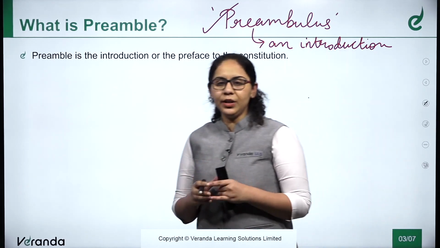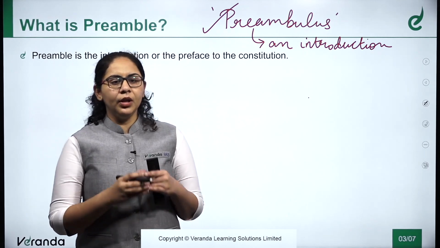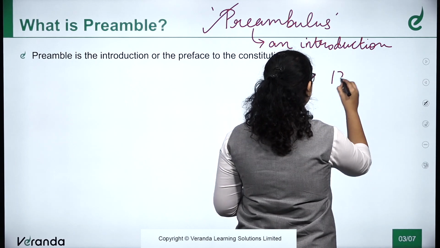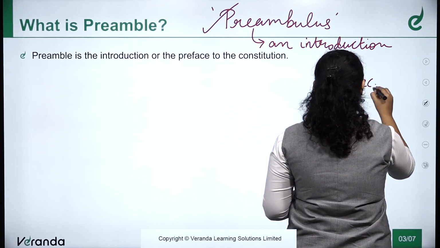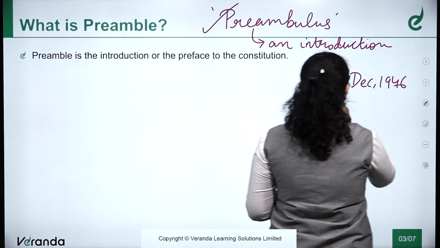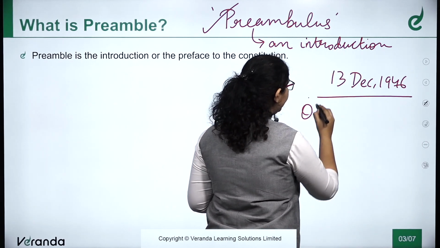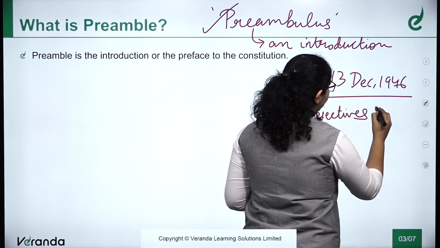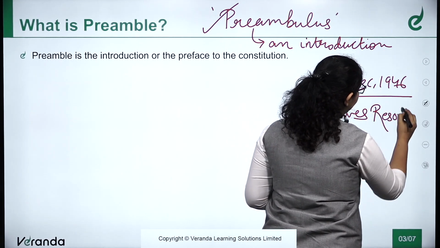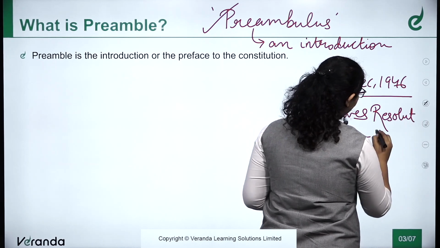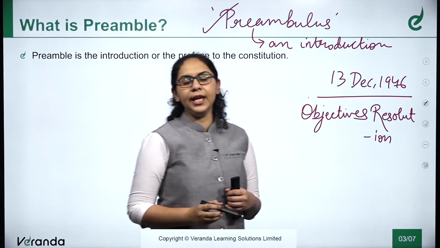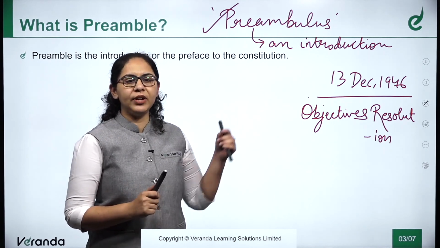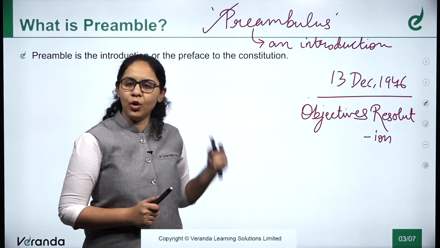Secondly, one important fact which you all should know: who drafted the Preamble? It was on 13th of December 1946 when Pandit Jawaharlal Nehru presented the Objectives Resolution to the Indian Constituent Assembly. It was the time when our constitution makers were drafting the constitution.